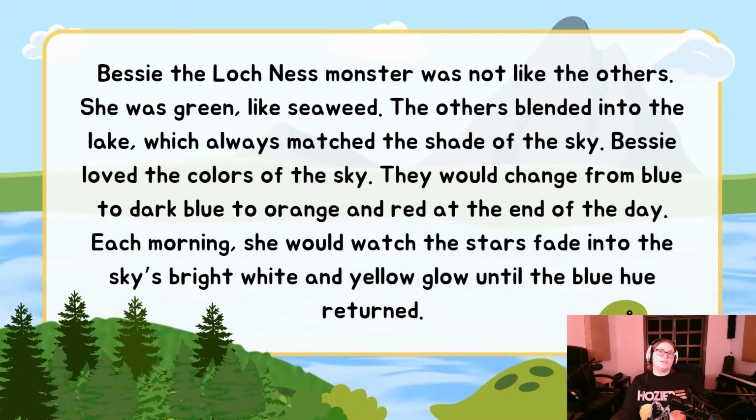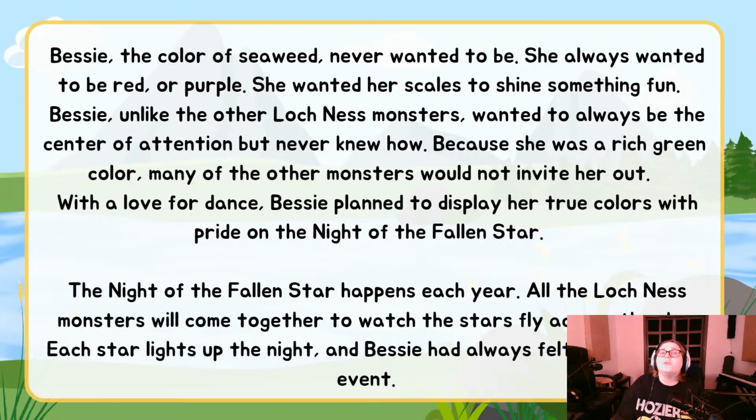Bessie the Best Loch Ness Monster was not like the others. She was green like seaweed. The others blended into the lake, which always matched the shade of the sky. Bessie loved the colors of the sky, but they would change from blue to dark blue to orange and red at the end of the day. And each morning she would watch the stars fade into the sky's bright white and yellow glow until the blue hue returned. Bessie, the color of seaweed, never wanted to be.